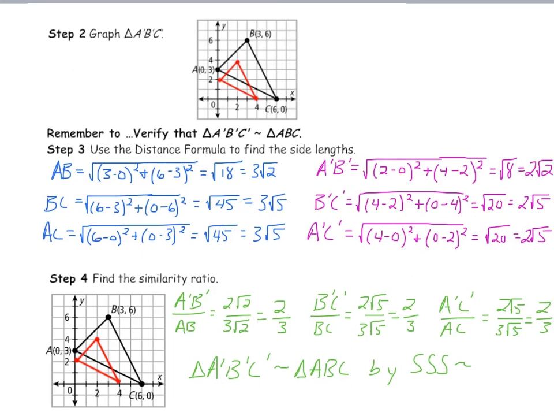Now, when we do the similarity ratio, since we were verifying that triangle A prime, B prime, C prime was similar to triangle ABC, I put the A prime B prime on the top. So the primes go on the top, and the original ones go on the bottom. A prime B prime over AB is 2√2 over 3√2. The √2's cancel, and I get 2/3. When I do the same comparison with the other one, 2√5 over 3√5, the √5's cancel, and I get 2/3. And for the last one, A prime C prime over AC ends up giving me 2/3. So I got 2/3 in all the instances, which is great.